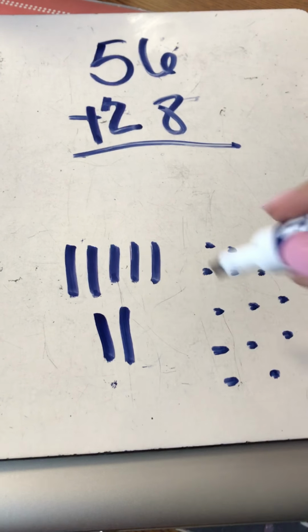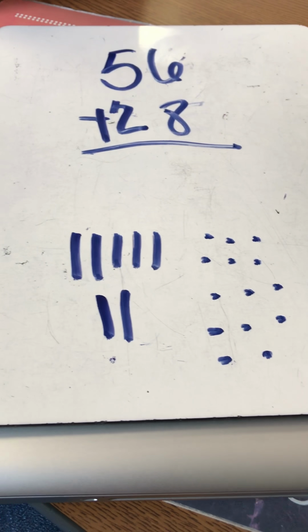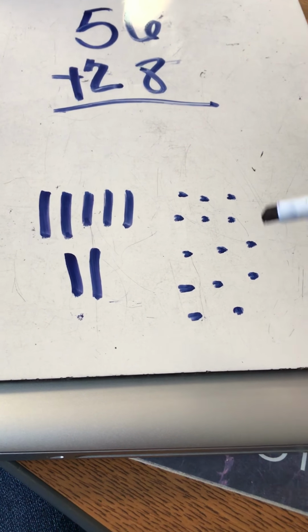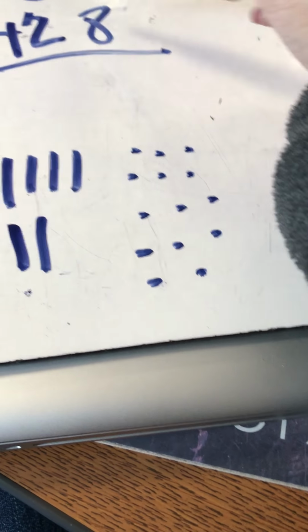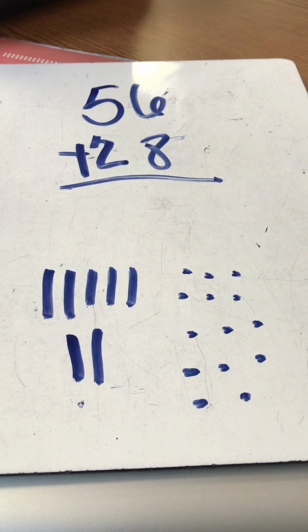And there's no real pattern that they need to have or anything like that. So we're going to add them up. That's when we realize that we have 14 ones. And we can't have more than one digit in any place. So we're going to have to regroup those.